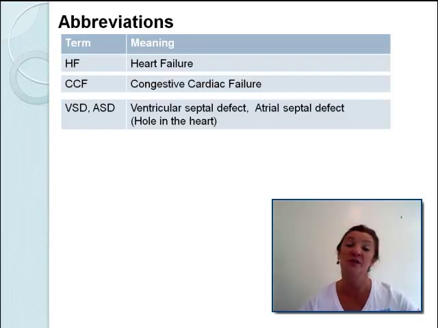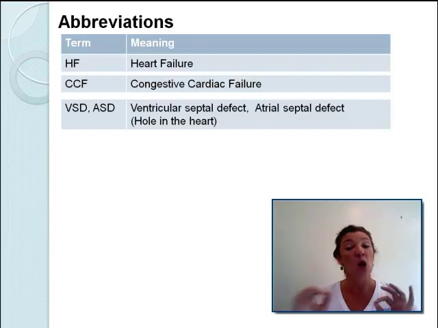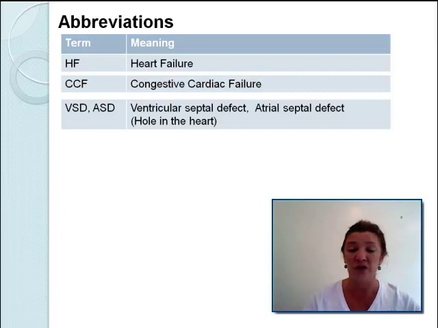Well, what that is saying is that you've got problems on the left side and the right side. It's all congested, all bunged up, not working well at all. VSD or ASD. VSD stood for ventricular septal defect. So the dividing septum between the left and the right side of the heart has a defect. It has a hole in the heart. If it was an atrial septal defect, it'd be a hole between the atria at the top of the heart.